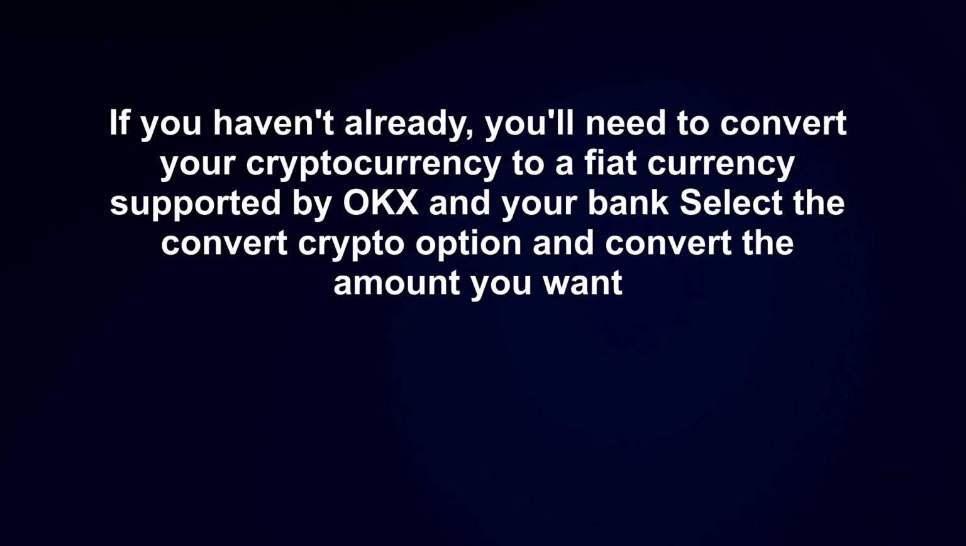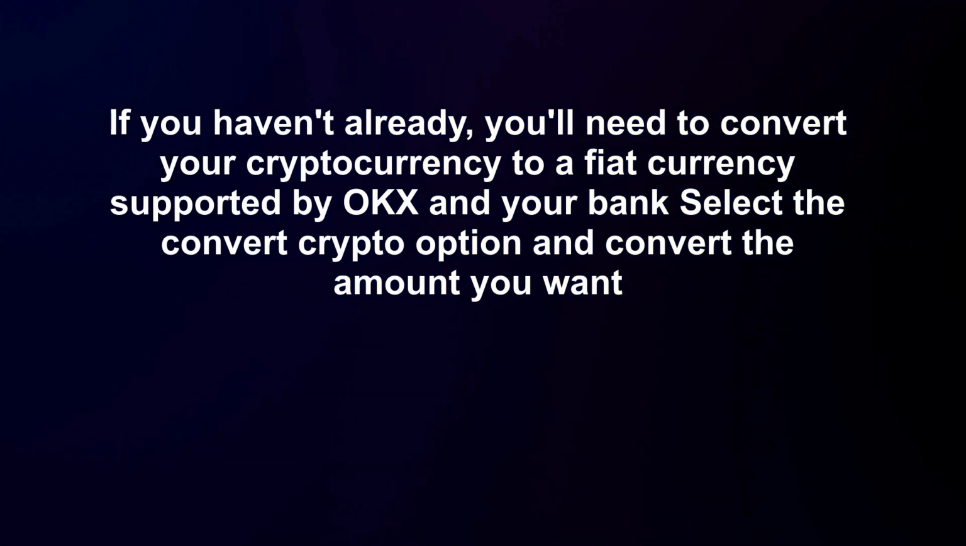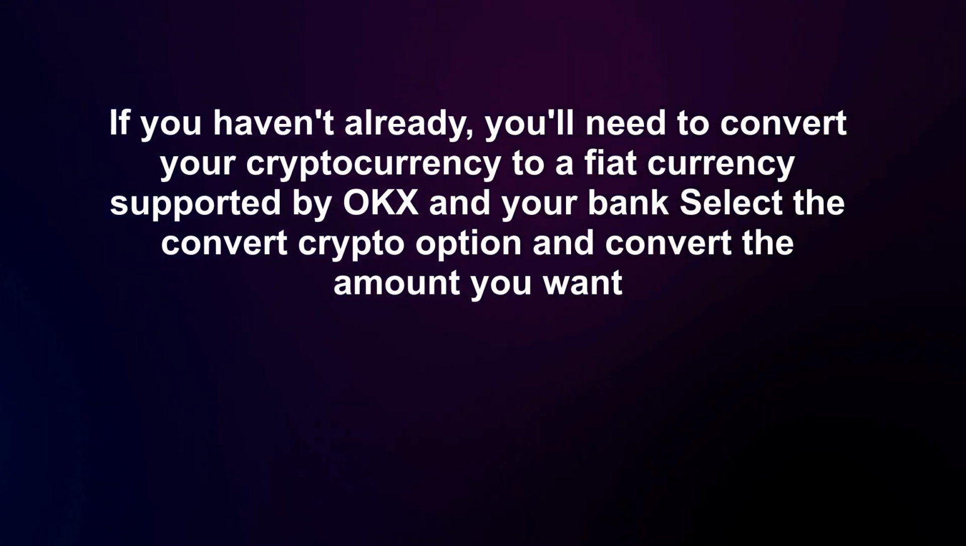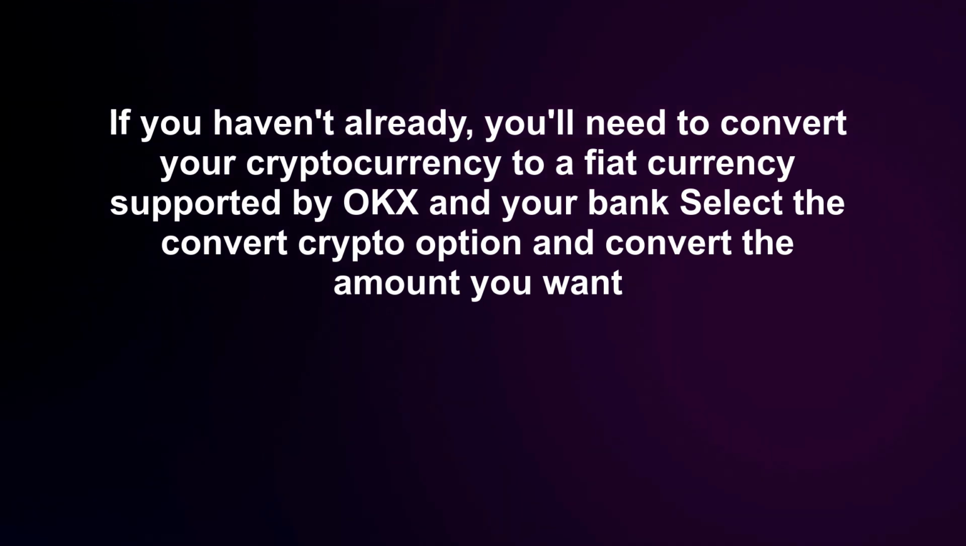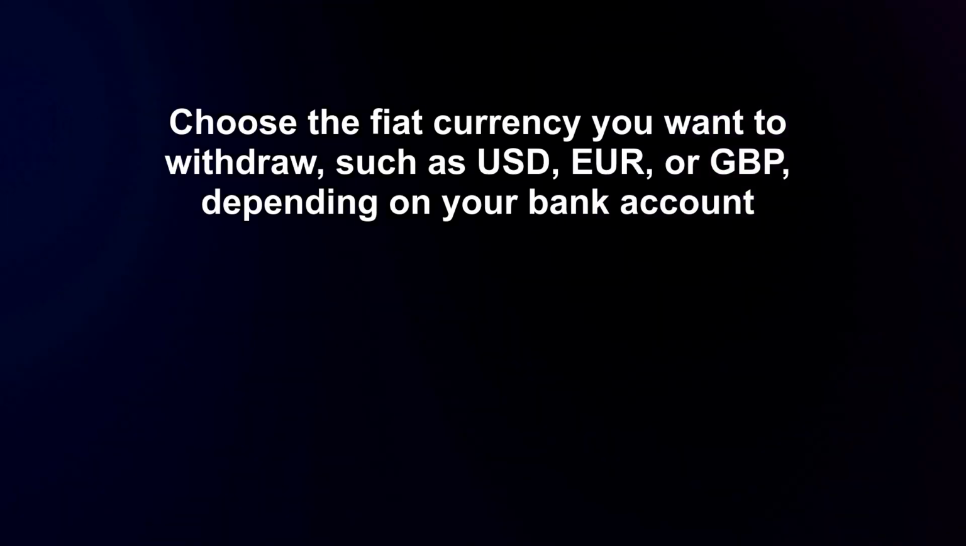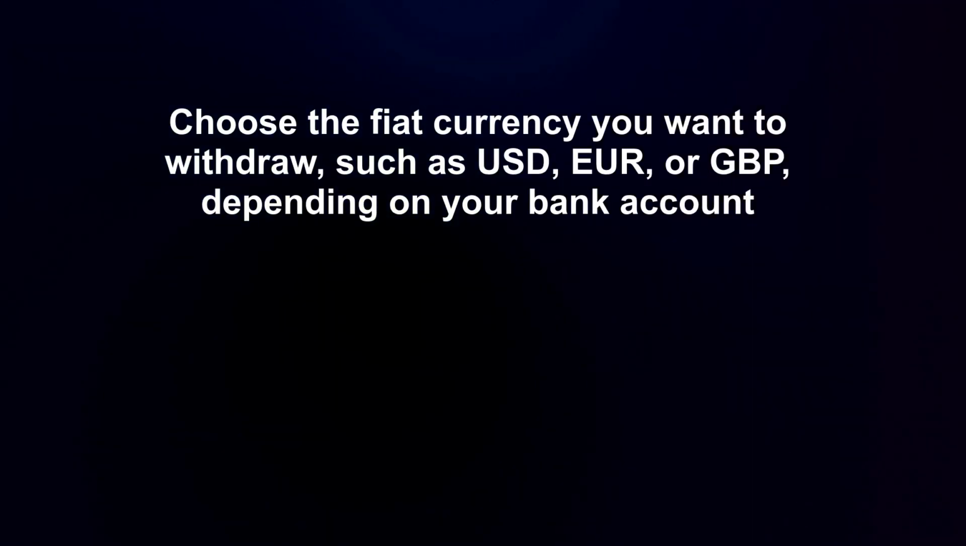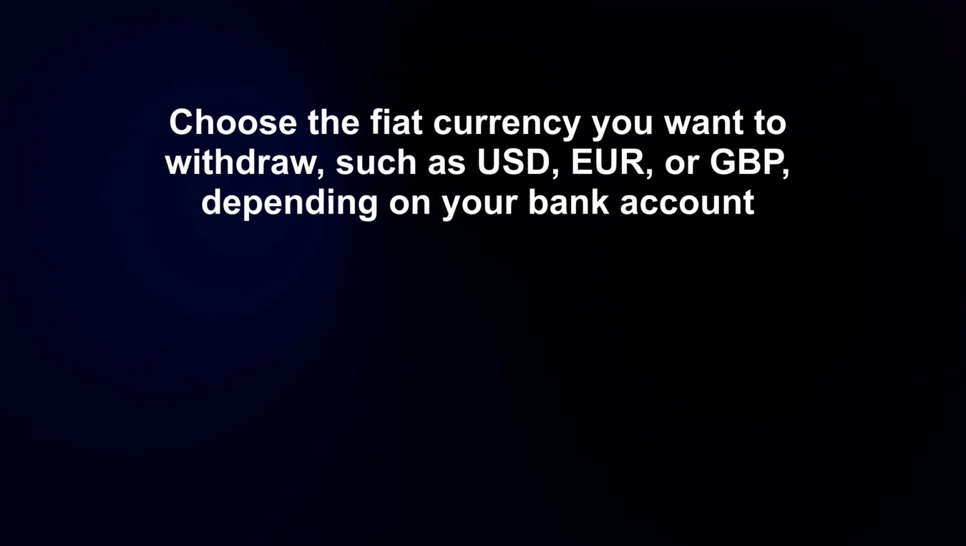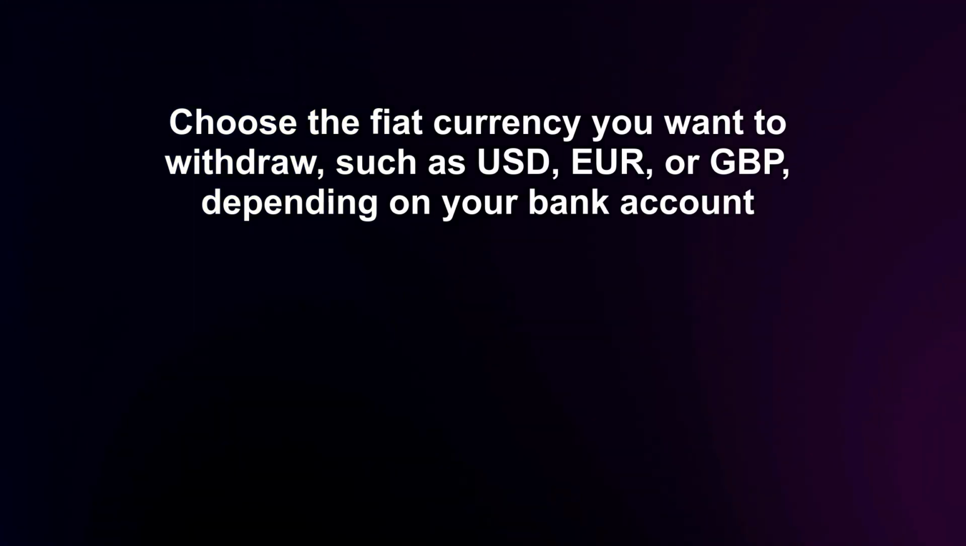If you haven't already, you'll need to convert your cryptocurrency to a fiat currency supported by OKX and your bank. Select the Convert Crypto option and convert the amount you want. Choose the fiat currency you want to withdraw, such as USD, EUR, or GBP, depending on your bank account.